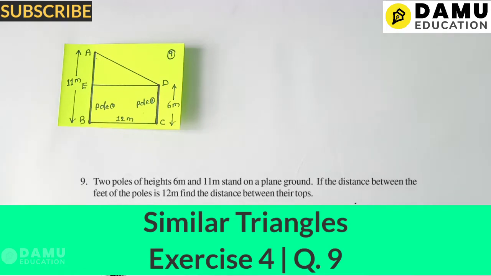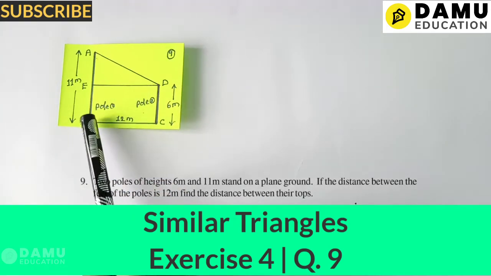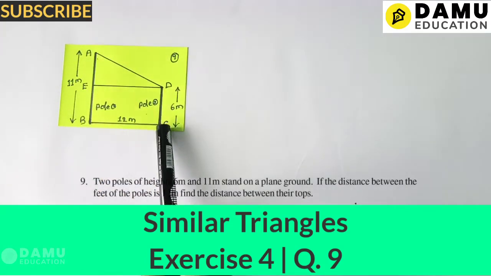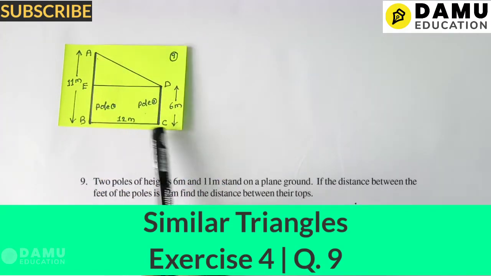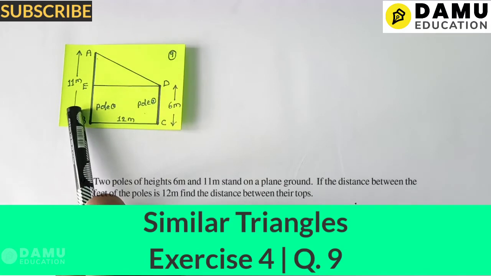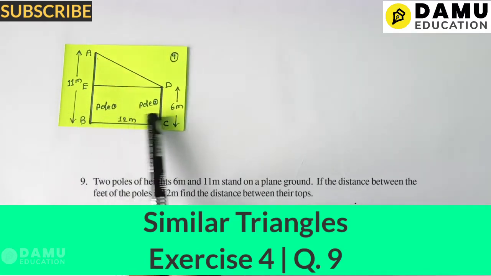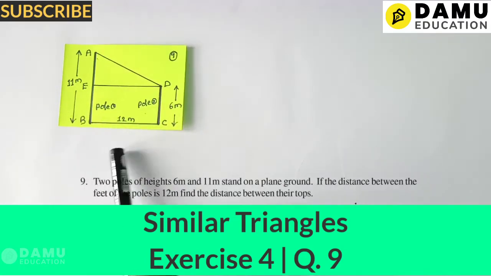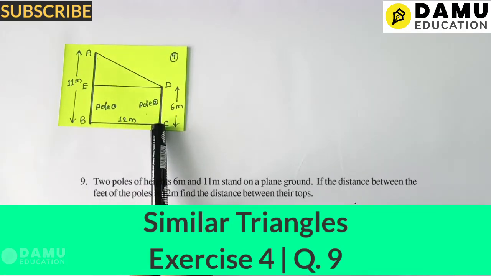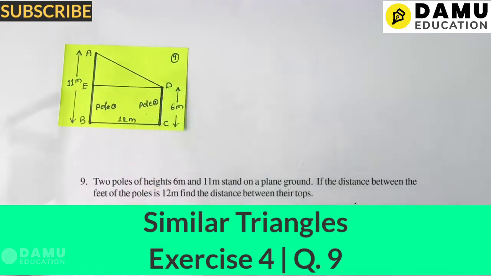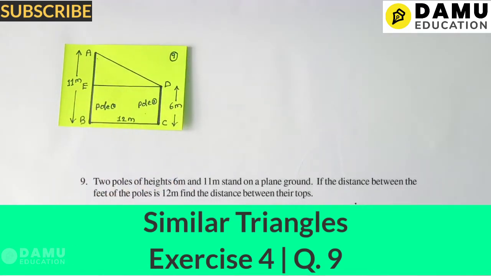So in this module, we're going to discuss our ninth question. What is that? Two poles of height, let's consider one pole AB and another pole CD, of height 6 meters and 11 meters, stand on plain ground. The distance between the feet of the two poles will be 12 meters. Find the distance between their tops. So from this point to this point, what is the distance we have to calculate?